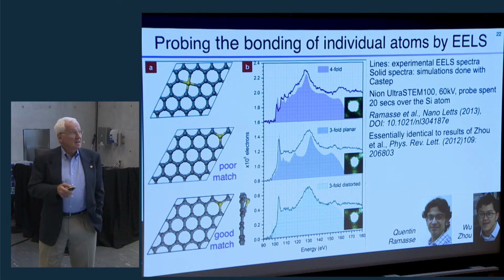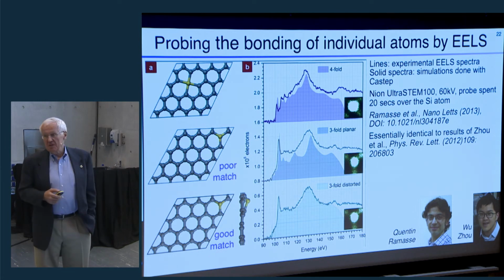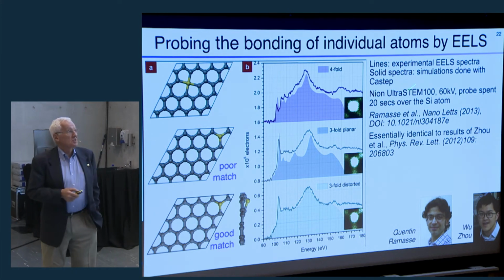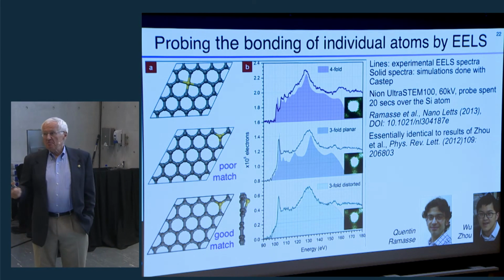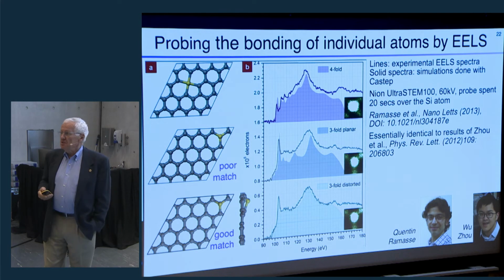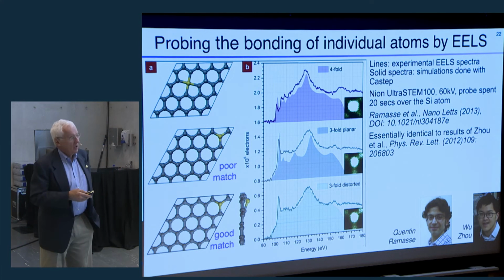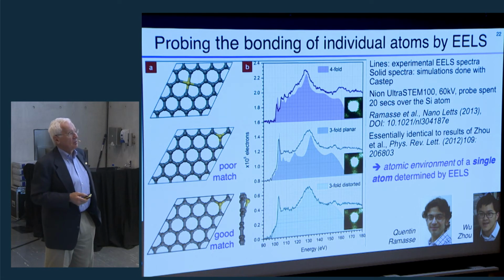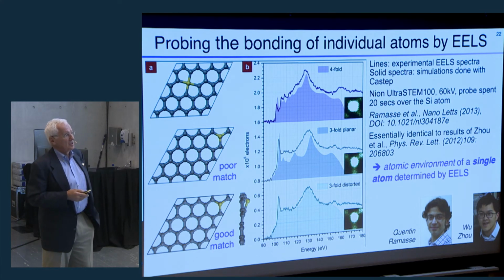So you look at the energy loss spectrum. Here we're looking at the L23 edge, and you can tell what is the atomic environment around the atom. So the fine structure is basically electrons reflected from neighboring atoms influencing the shape of the edge. So that's quite wonderful too. Now, so atomic environment, single atom determined by EELS.